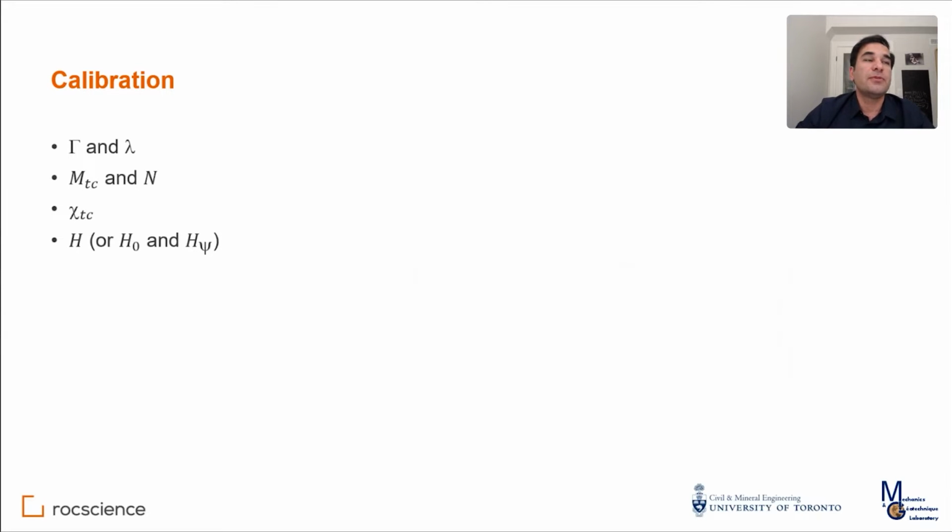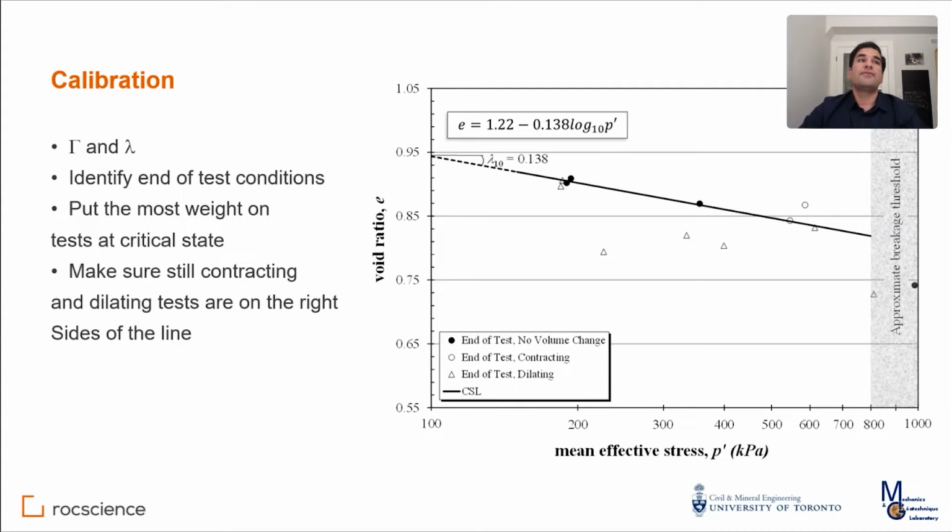Now, calibration, we start from the critical state. I'm going to skip elasticity because I'm sure you're all familiar with it. We're going to calibrate to the critical state line, then the critical state friction ratio and N, they are calibrated together. Chi is after that, and then the last one is the hardening parameter. So the first one is getting the critical state line.